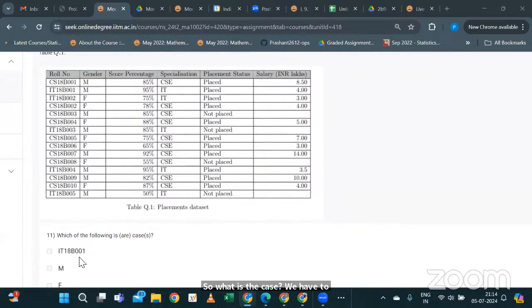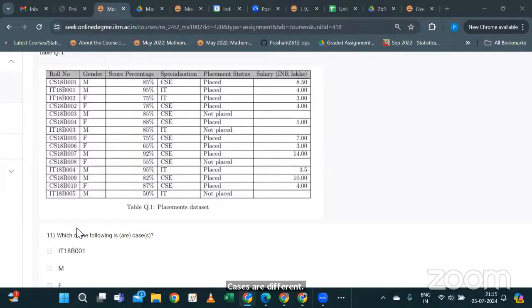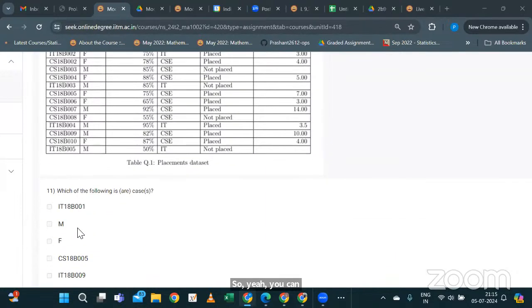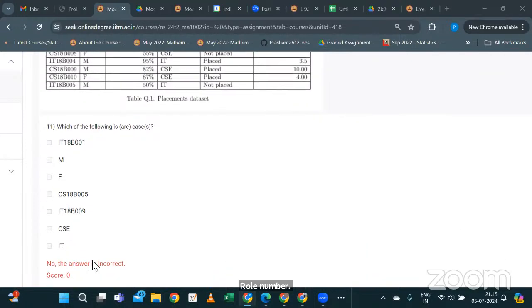See, IT18 B001 will be cases. Cases are different. So here you can say the unique one is the roll number. Each row represents a case, and the roll number will be unique. We cannot say female or male. So this CS18, CS18, this will be cases.